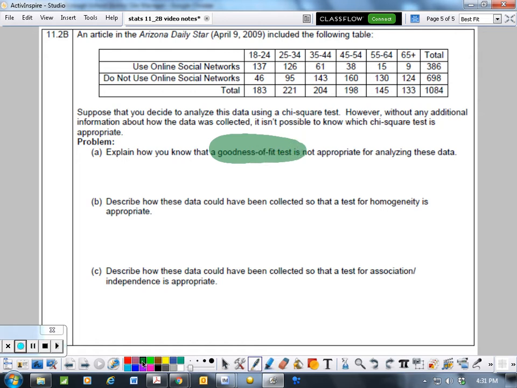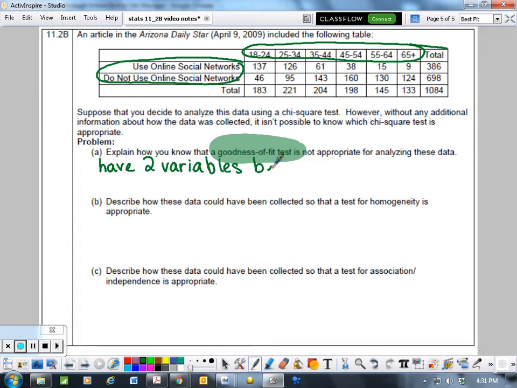So how do we know it's not appropriate? Well, we're measuring two variables. We've got this variable here and this variable here. So that is really a two-way table, and for a goodness of fit test, we're measuring one variable. So we have two variables being measured, and the goodness of fit test has one variable being measured.